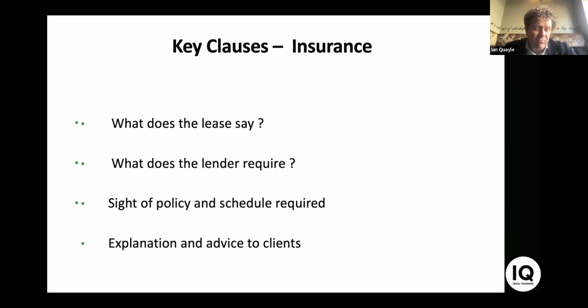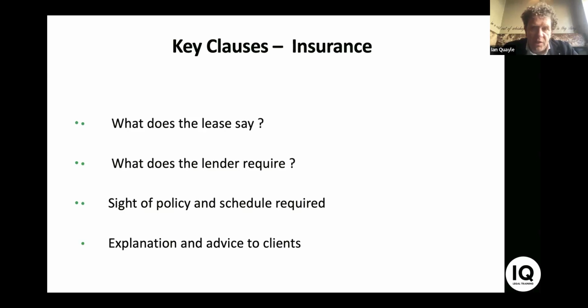And the judge said, well, the lease says you, Mr. Leaseholder, are obliged to insure, therefore tough. Don't care about any informal arrangements you've got. If the lease says X, then you comply with X. I highlight this point that you need to see the policy and policy schedule.